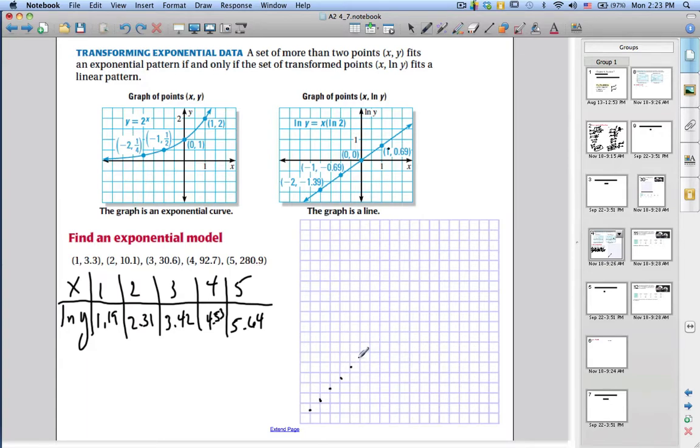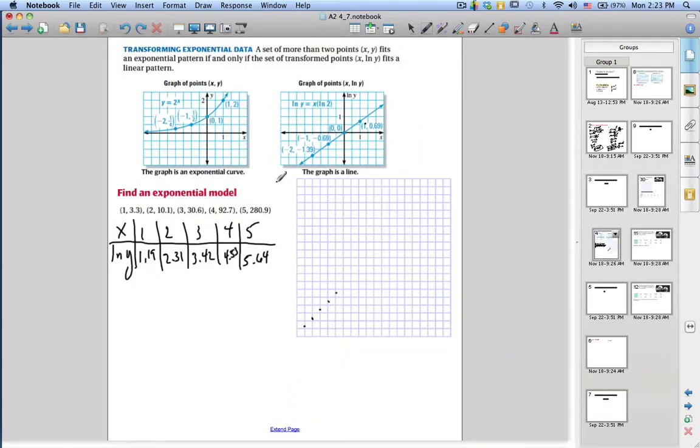Okay, so now that I'm looking at the linear model, I now want to write the exponential model that makes this original data set. So now that this is linear, right? We've identified the original as an exponential model, but this is a linear model. I'm going to start by writing the linear equation. So I'm going to use y minus y1 is equal to the slope times x minus x1 that we learned in Algebra 1.